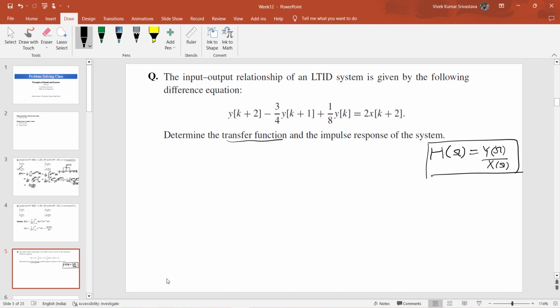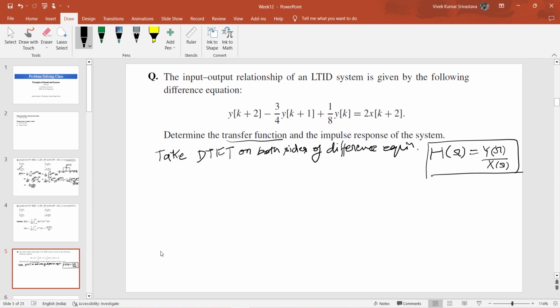Okay, so here we will take the DTFT on both sides of the difference equation. Okay, so now let us take the DTFT.